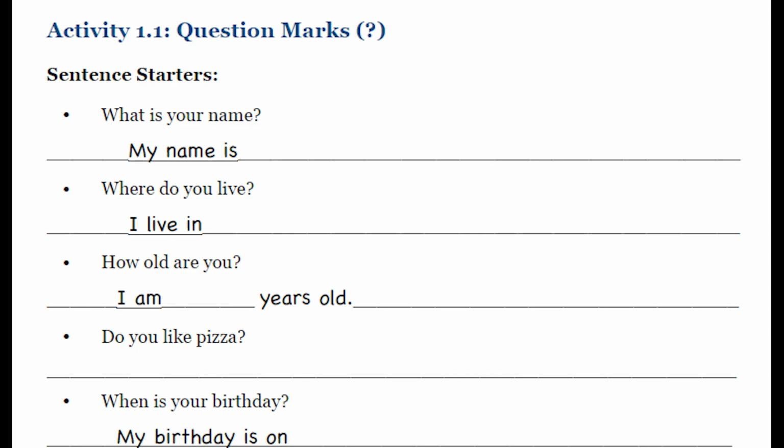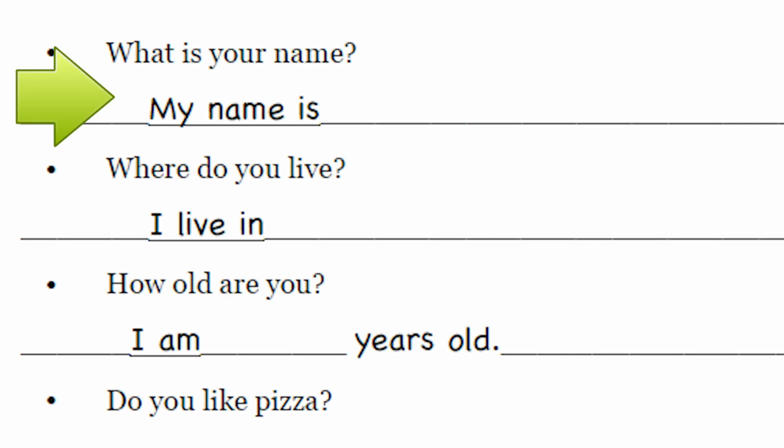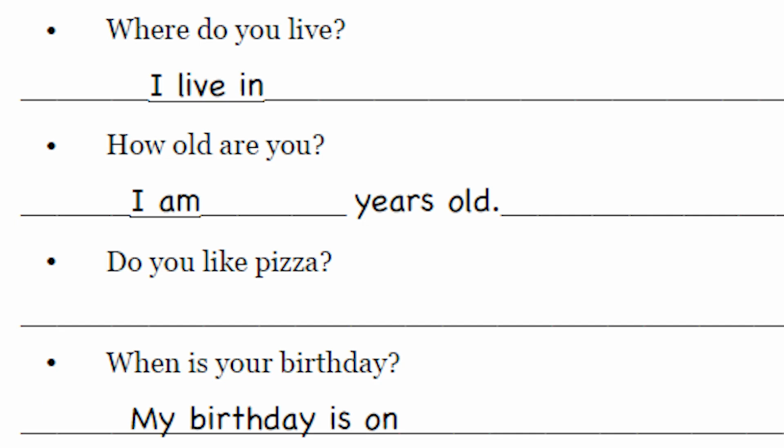Now turn to Activity 1.1 in the textbook. Your task is to answer the questions with personal information, like this. What is your name? My name is Jose. Great. Now you can pause the video here to answer the following 4 on your own.